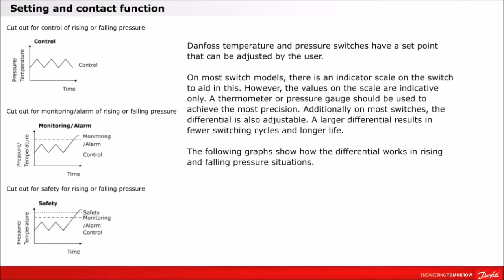Danfoss temperature and pressure switches have a set point that can be adjusted by the user. On most switch modules, there is an indicator scale on the switch to aid in this. However, the values on the scale are indicative only. A thermometer or pressure gauge should be used to achieve the most precision.